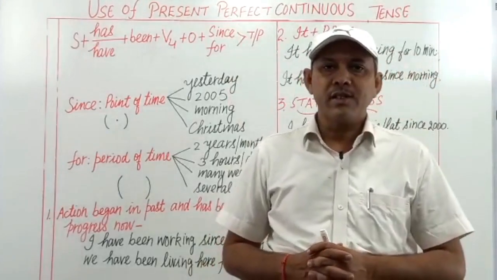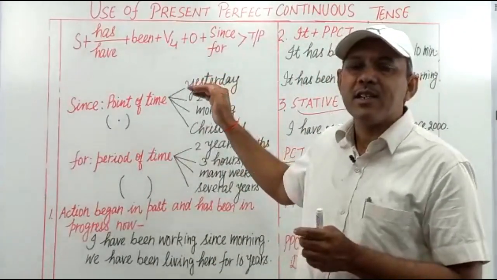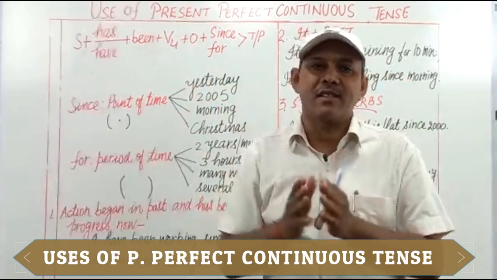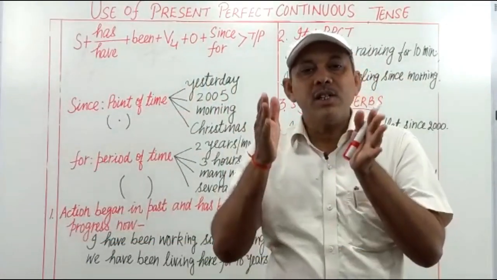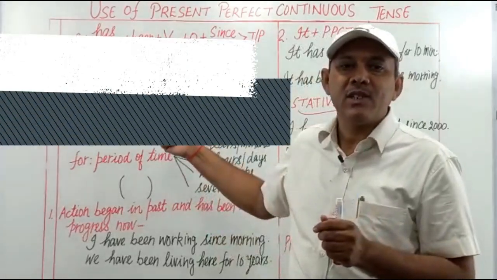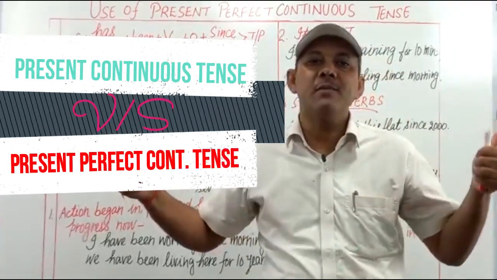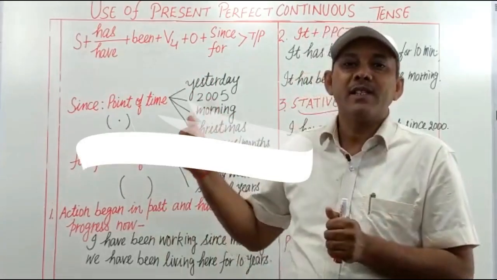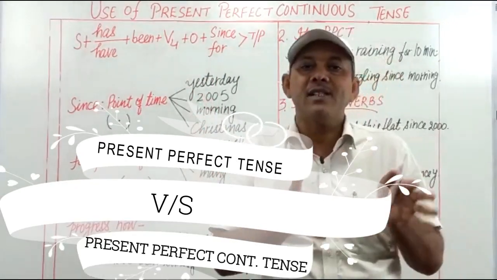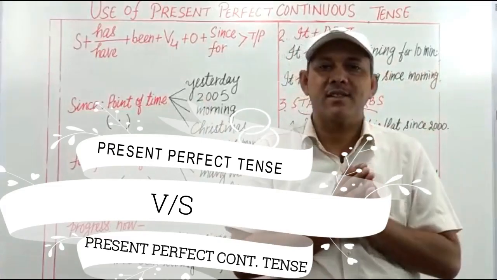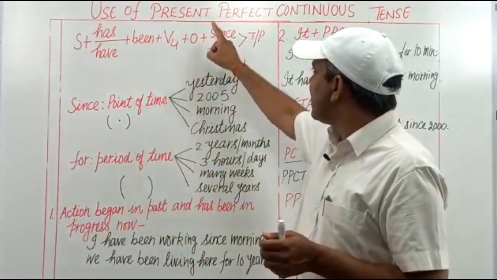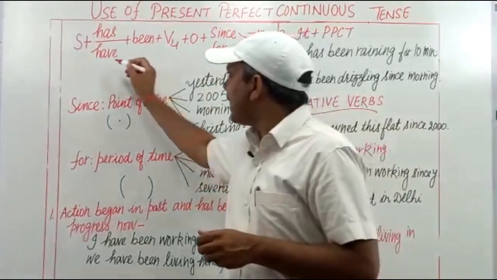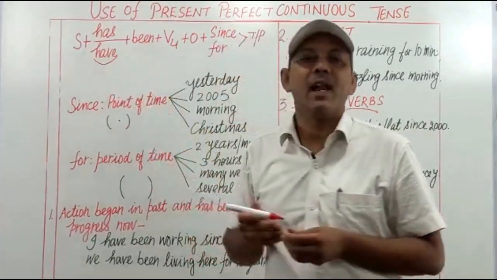Good morning, students. Today we are going to discuss uses of present perfect continuous tense, what is the difference between present continuous tense and present perfect continuous tense, and what is the difference between present perfect tense and present perfect continuous tense. In case of present perfect continuous tense, we use has and have as helping verb.